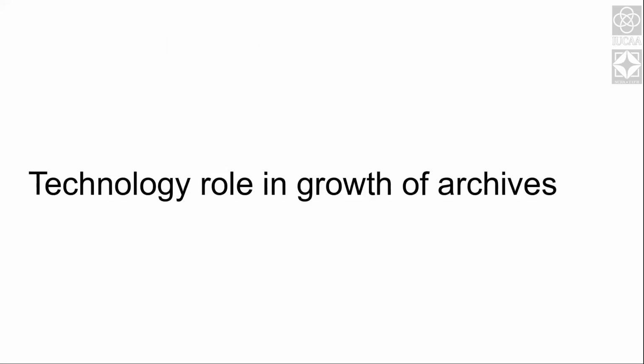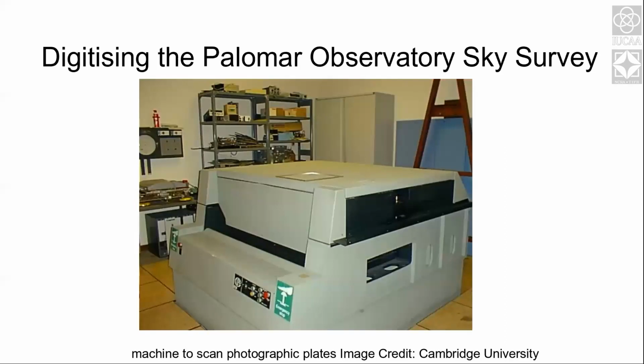Technology has played an important role in the growth of archives. The main advantage that technology has brought is the ability to carry out new digital surveys of the sky, but also the ability to scan older photographic plates using this kind of machine. It's referred to as an APM machine, which was used to scan the photographic plates and made available to us initially in the form of CD-ROMs, which were widely distributed to astronomical observatories in the 1990s, and later on, of course, using the internet.